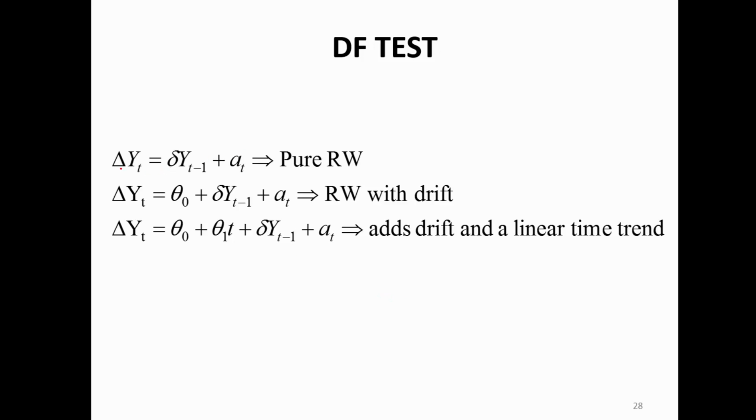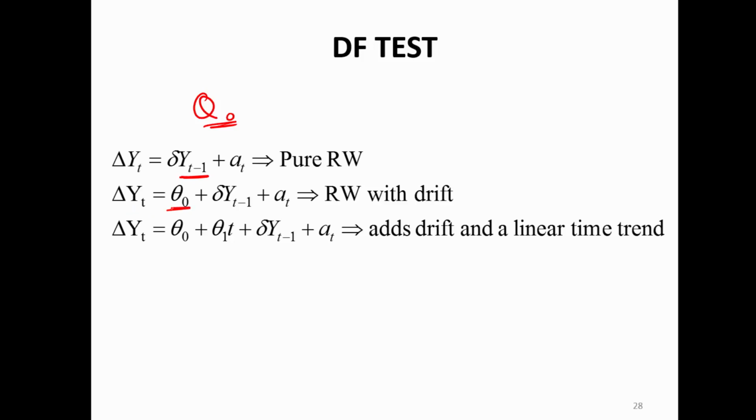The first case is a pure random walk. There is no drift. There is no theta term here, right? It's just the past value of yt. Okay, so we would like to know if the coefficient is 0 or not in this case.